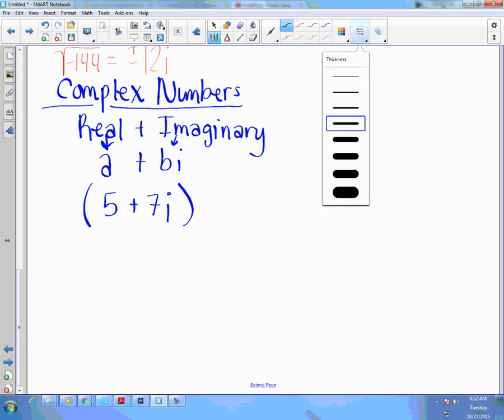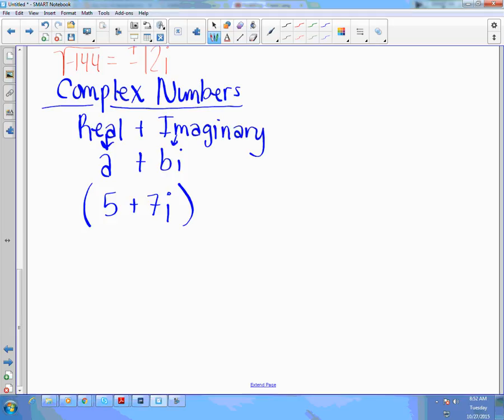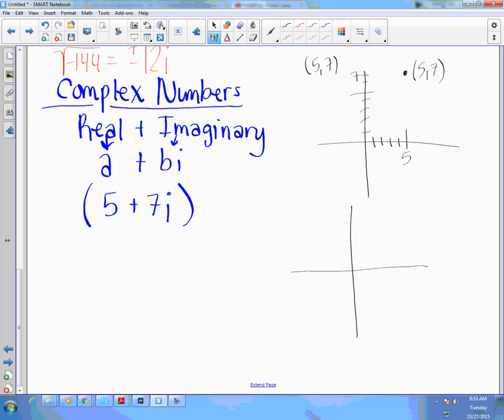And it's very similar to graphing regular points. You guys know how to graph 5, 7, right? Okay. Dottie, how do we graph 5, 7? 1, 2, 3, 4, 5. 1, 2, 3, 4, 5, 6, 7, right? And then I have right here the point 5, 7. Well, graphing 5 plus 7i is very similar.